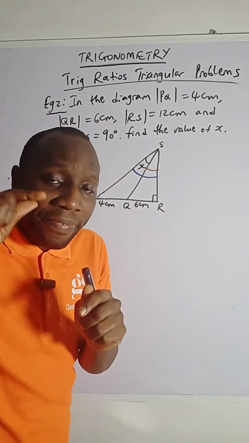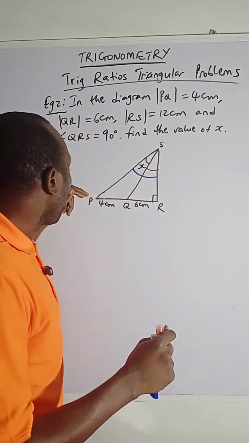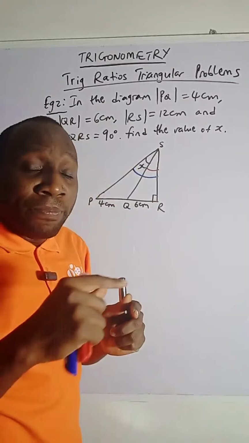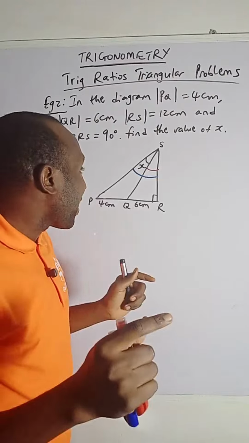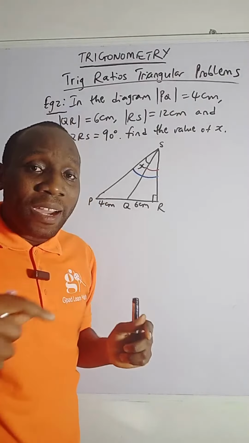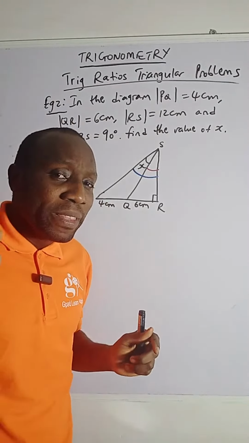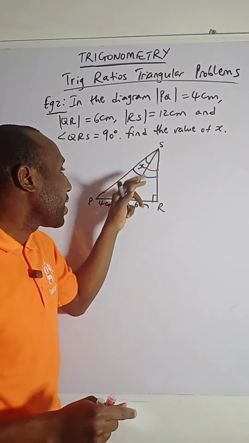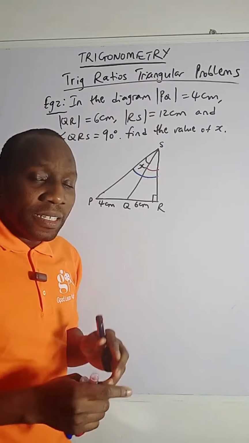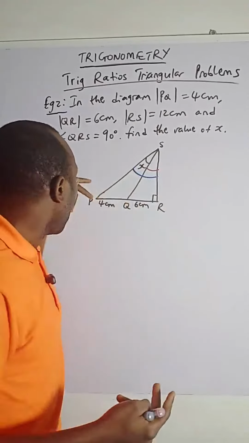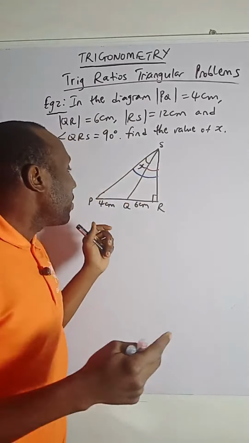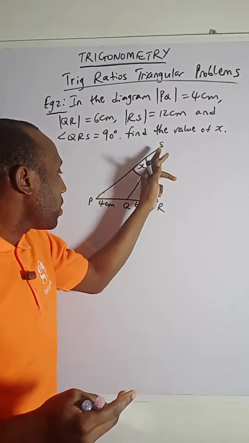I will just find the difference between the blue angle and the red angle. If I can get the difference between the blue angle and the red angle, that will give me the value of X, because X is the difference between the blue angle and the red angle. Again, the blue angle is angle PSR, and the red angle is angle QSR.